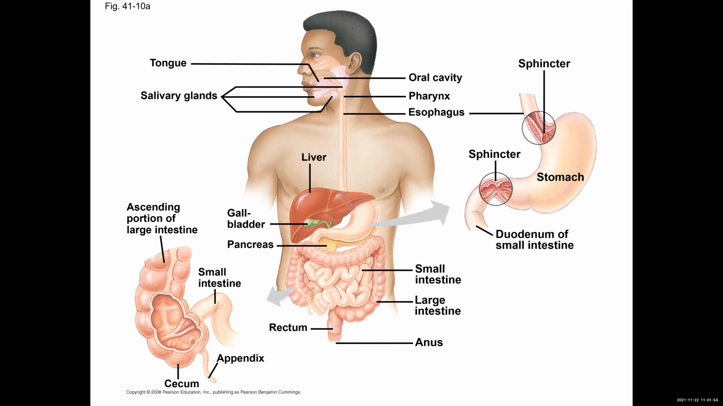So it's going to secrete pancreatic amylase to continue digesting the carbohydrates. It's going to secrete an enzyme that breaks down proteins called trypsin and other protein digesting enzymes. And it's going to secrete lipases, enzymes that break down fats, and nucleases, enzymes that break down nucleic acids.